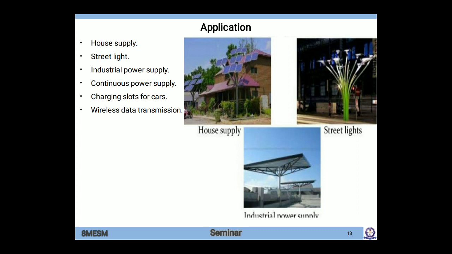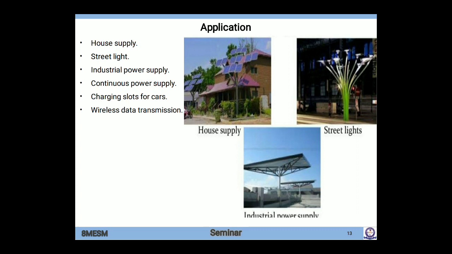Home supply. As you see in the figure, on the roof of the house we use solar panels to supply electricity in our home. Street light. Industries power supply. As you all know, industries require so much electricity, which can be produced by a solar tree without loss of money and without loss of land.